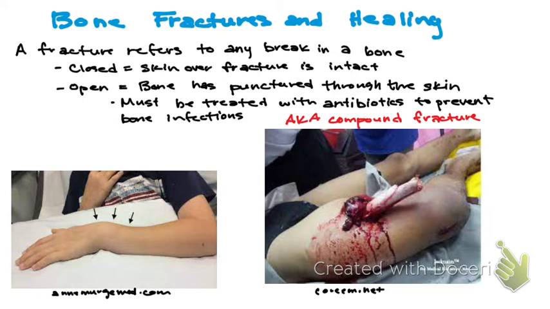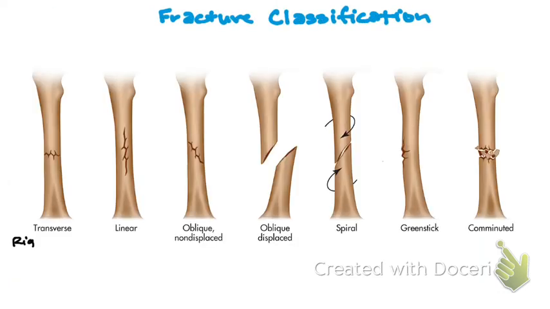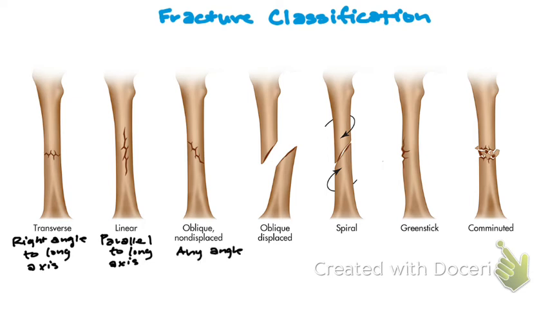It's not always this dramatic. Sometimes you just see a hole in the skin if the bone has poked through and then gone back into the limb. So you have to be really careful when you're inspecting these because any break in the skin is considered an open fracture. We classify fractures in many different ways. A transverse fracture is a fracture which occurs at a 90-degree angle to the long axis of the bone. A linear fracture is parallel to the long axis, and an oblique fracture is at any angle other than 90 degrees.